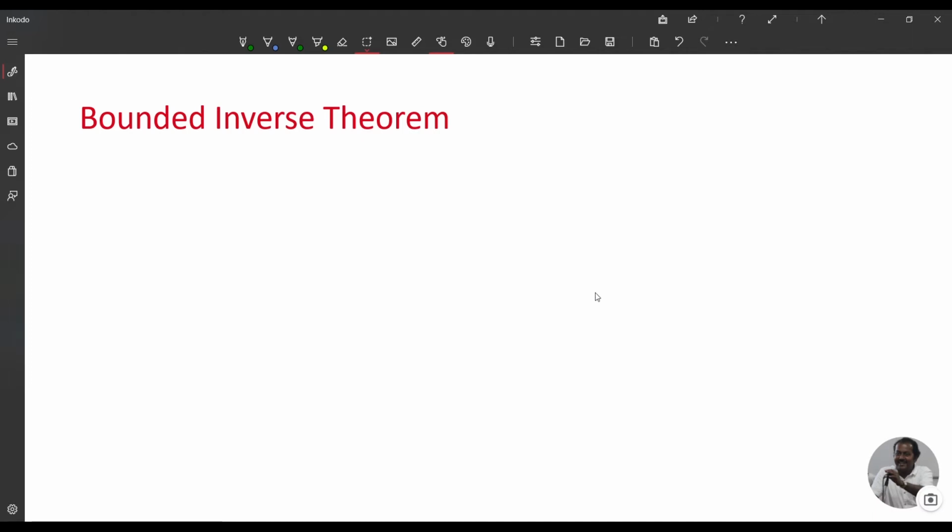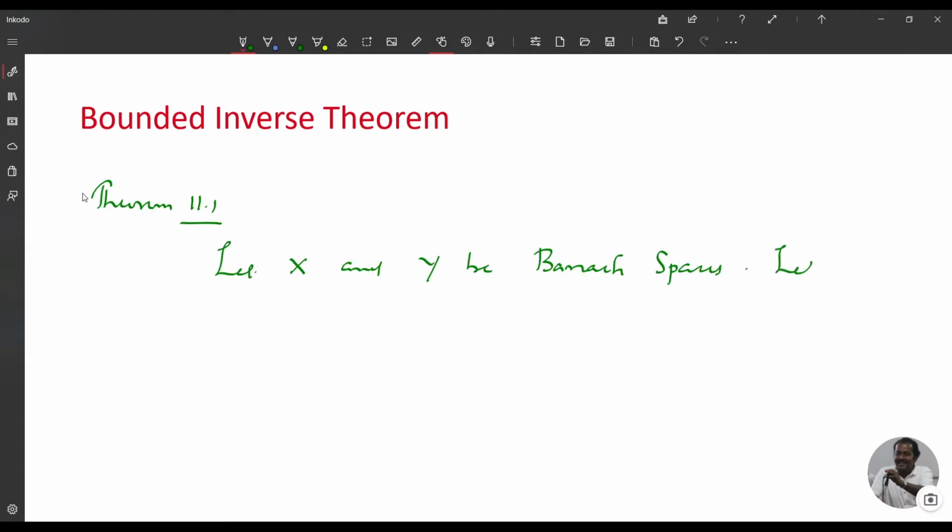In today's functional analysis class, we are going to discuss the bounded inverse theorem. So first we state the theorem. It is Theorem 11.1 in your text. Theorem: let X and Y be Banach spaces. Let f belong to BL(X, Y) be bijective. Then the bounded inverse theorem says that f inverse belongs to BL(Y, X).